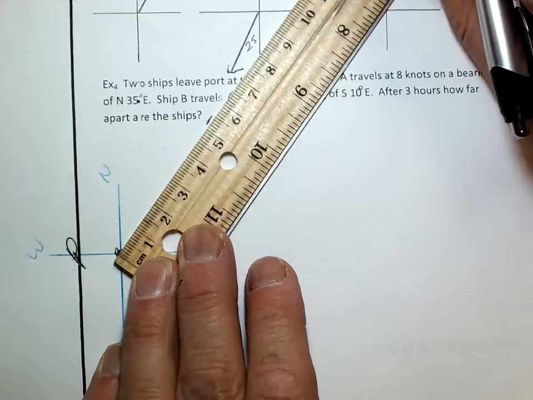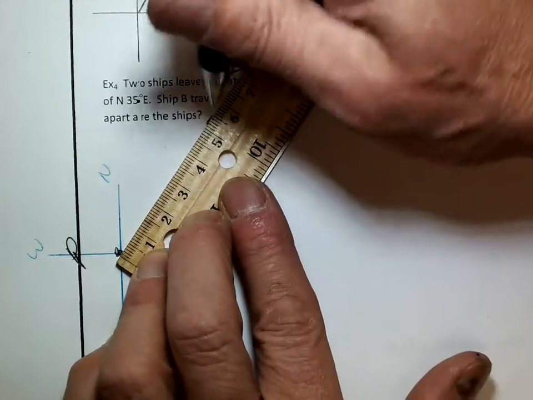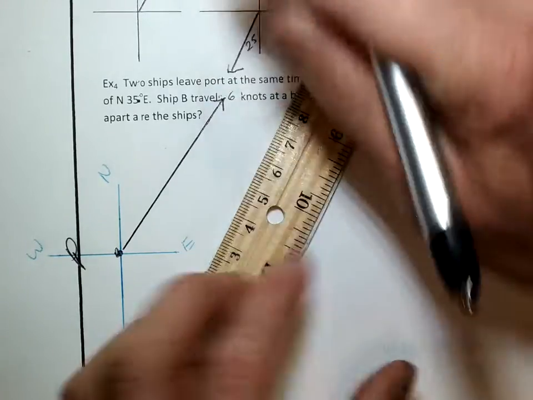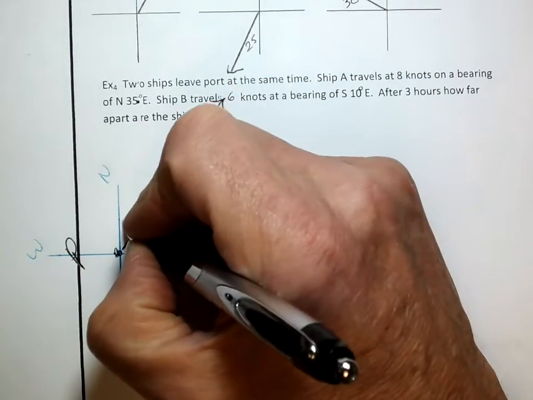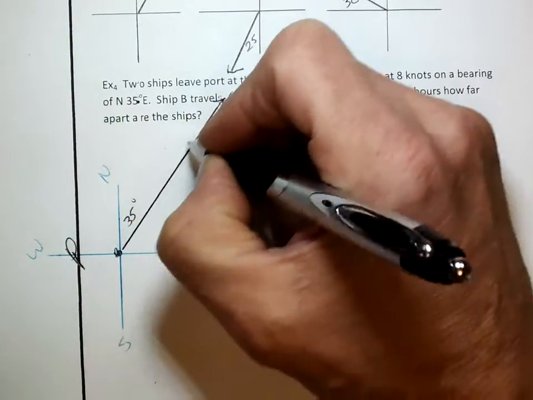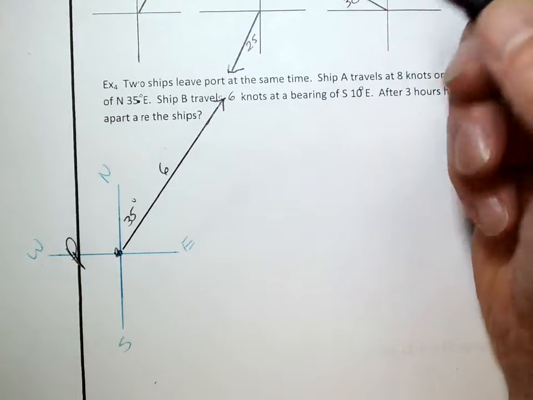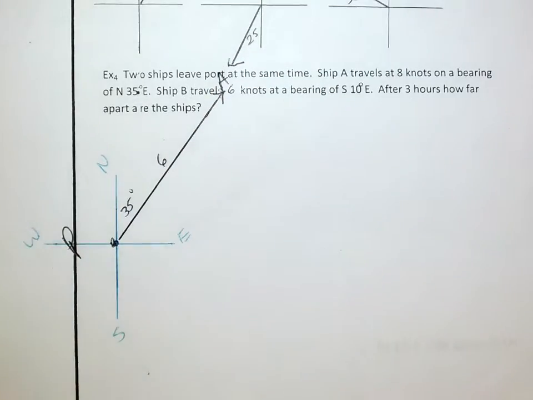You might go up, well, that's not too bad. So I'm going to draw it 6 centimeters, okay? Draw it 6 centimeters. Okay, 35 degrees here. And that's 6. And that's ship A, okay? How am I doing, all right? Let me slow down for a second, let you catch up.